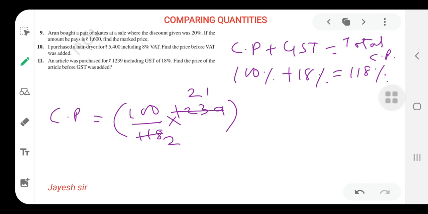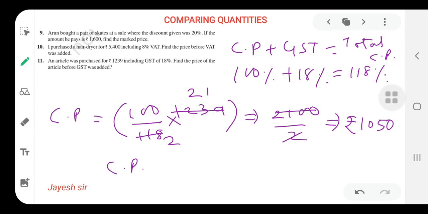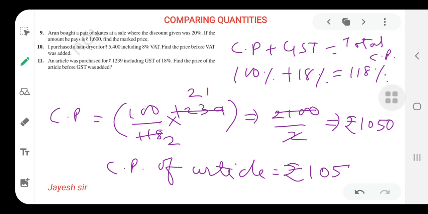Yes friends, now what we are supposed to do, 2100 divided by 2. Now we can cancel. The answer we will get is rupees 1050. You can cancel it off and you will find the answer as 1050. That is the cost price of the article, because after including GST, the value or the cost would be rupees 1239, but it has been asked what would be the cost price of the article, that is 1050. I hope you all might be getting it, friends.